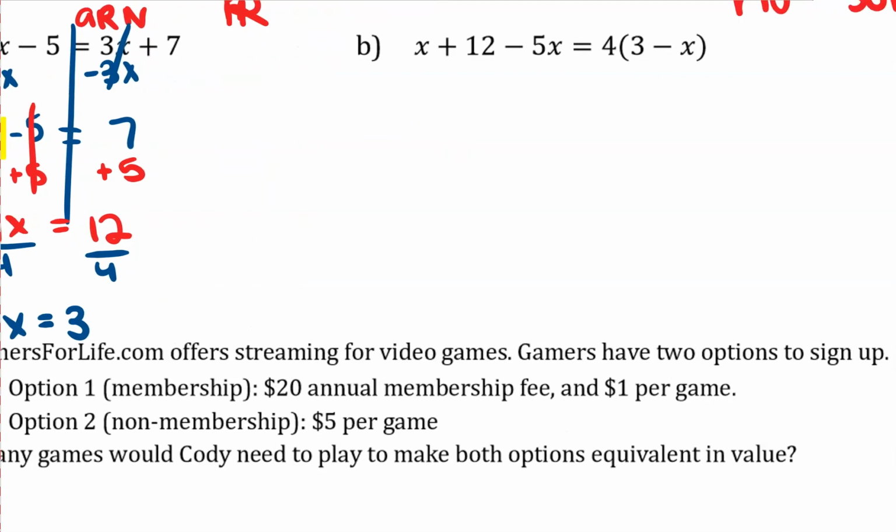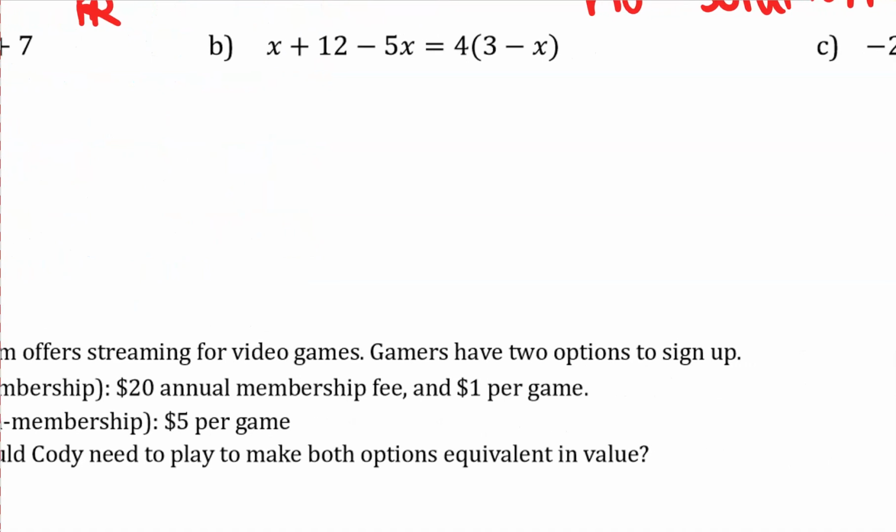All right, moving on to the next one. So this is more steps. The first thing you're going to want to do is look at the left side of the equation. Simplify everything you can on the left. You can combine these two terms. 1x minus 5x is negative 4x. The 12 just stays as is.